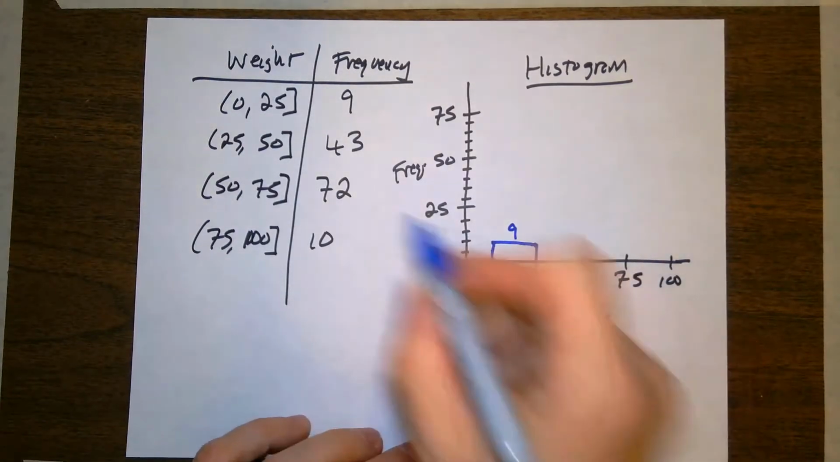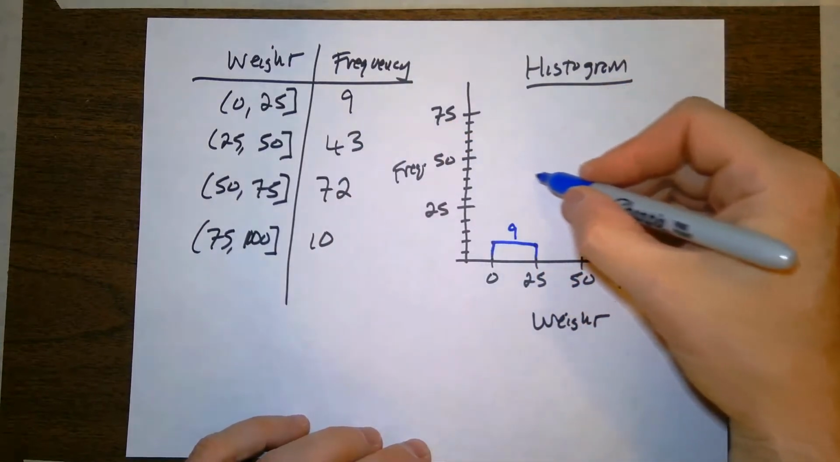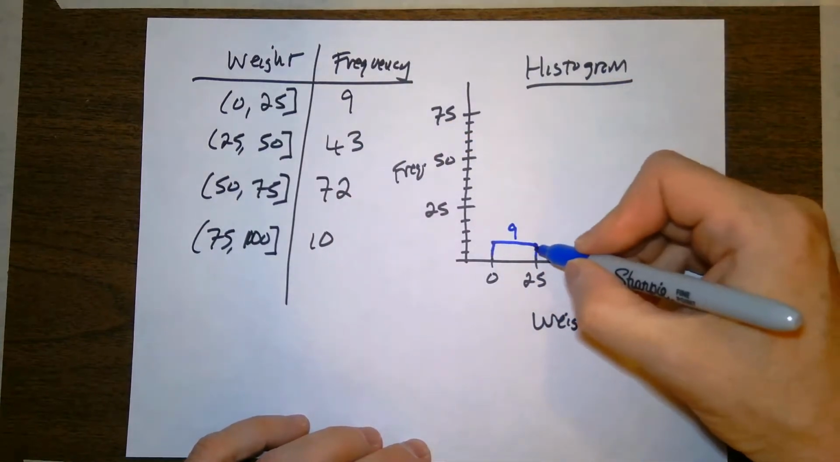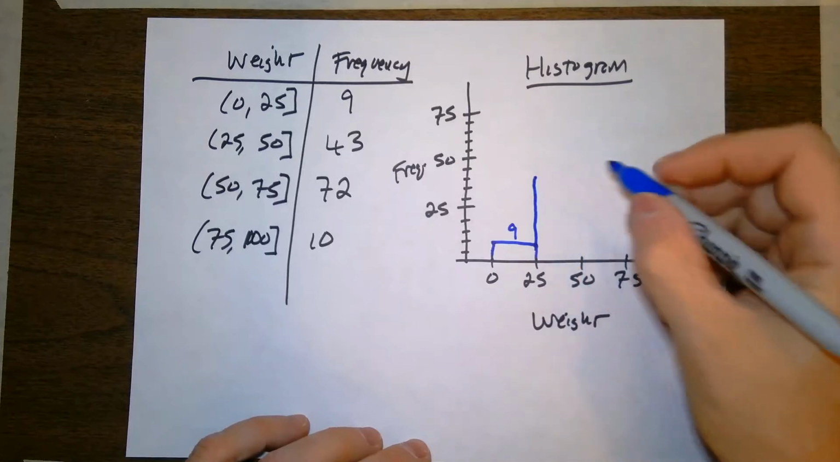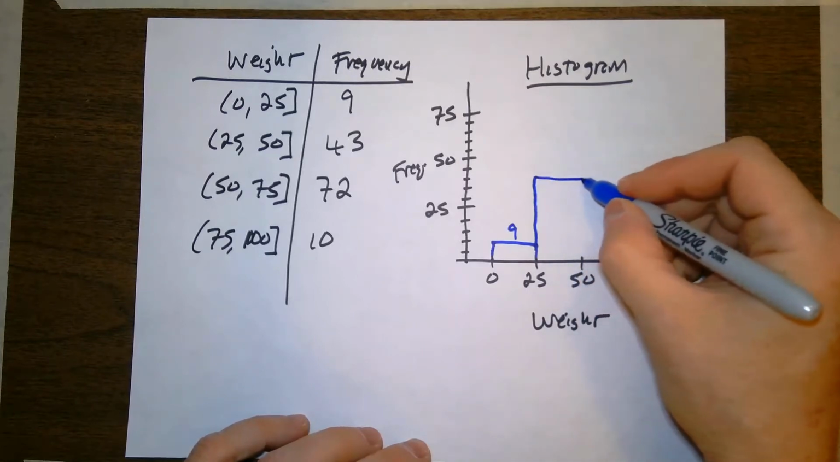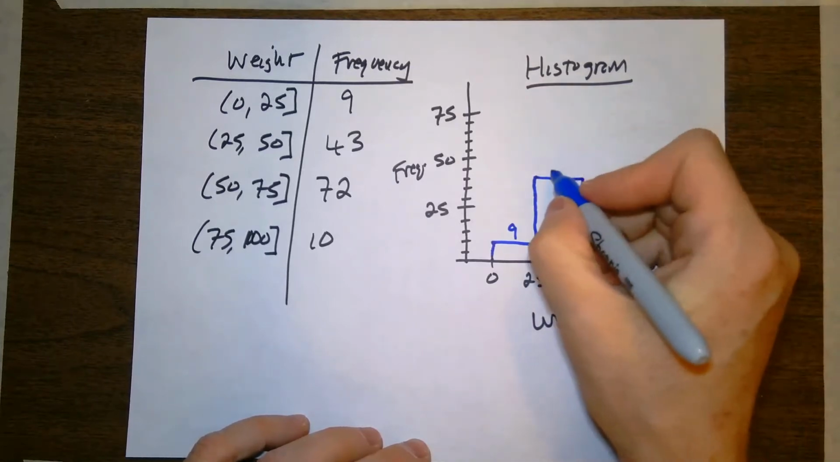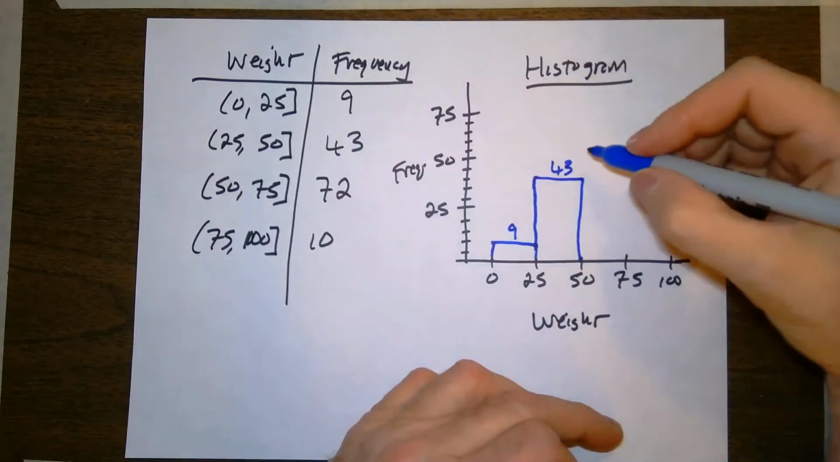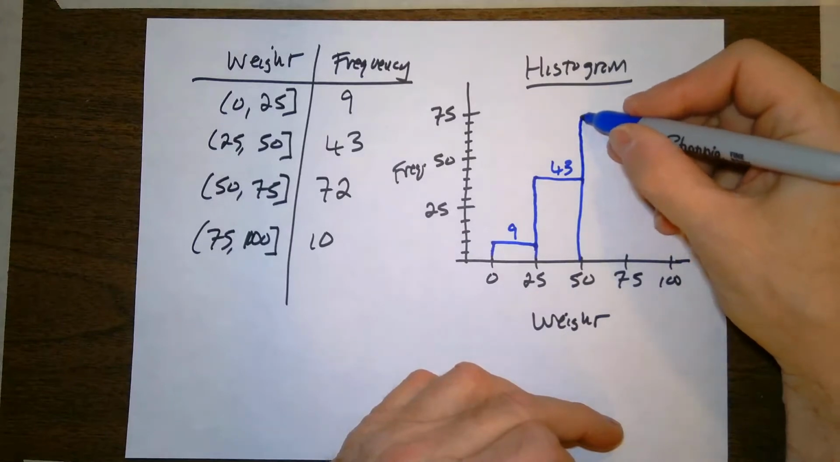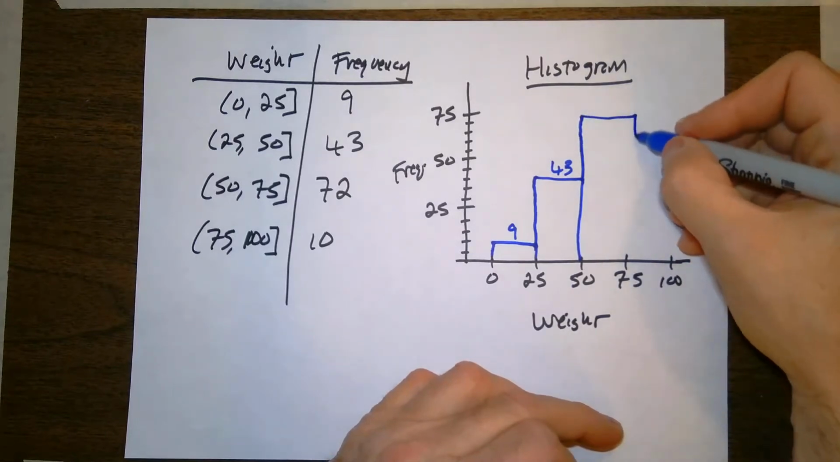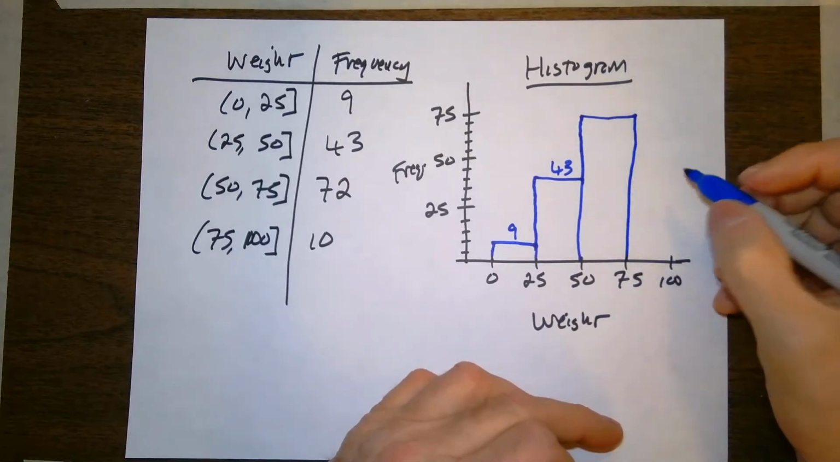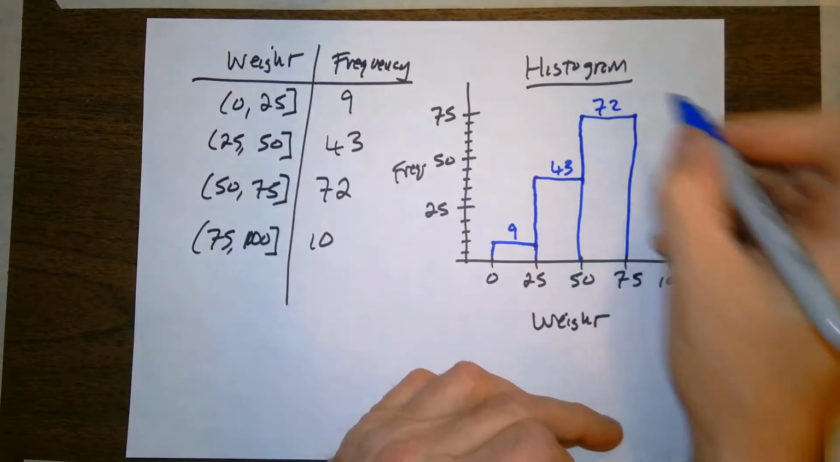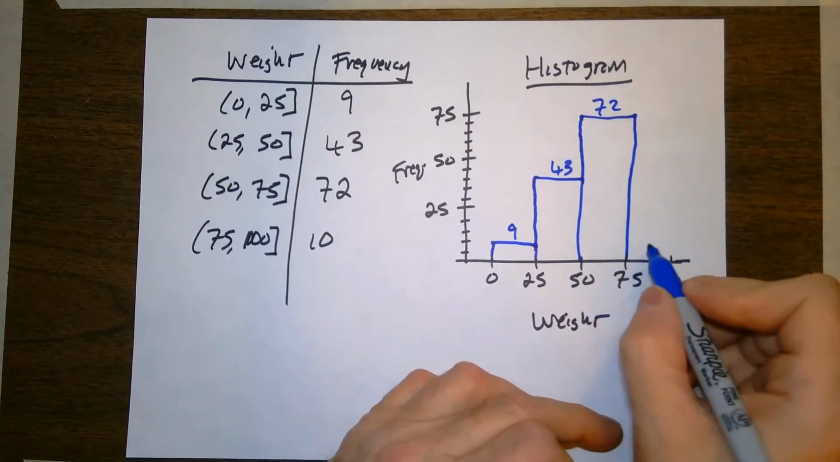Between 25 and 50, there was 43. So there's 45. So it's going to go up right about here-ish. And there were 43 in this category. Between 50 and 75, 72. So clearly, the way I've got the classes now, this would be, without a doubt, the modal class. And then 10 here.